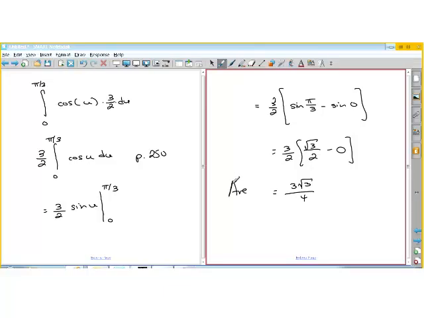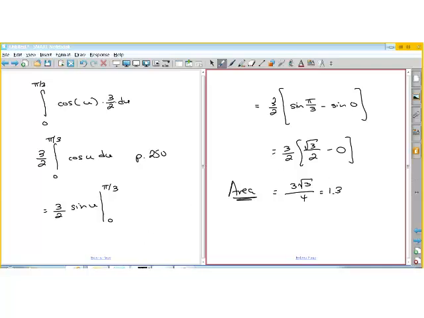We're trying to find the area. That's what definite integrals do. So 3 times the square root of 3 over 4. And let's just multiply that out, see what we get number-wise. 3 times the square root of 3 divided by 4. It's 1.3. Yeah, it's very close. 1.299. Okay, so that is the area.